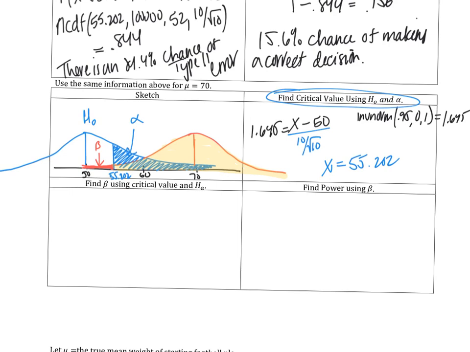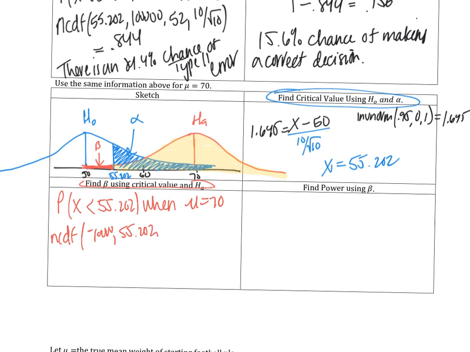All right, for this next one, remember we're only looking at the alternate curve. I want to find the probability of beta, and beta is the probability of being less than that 55.202. So the probability of an x value less than 55.202, we're using mu equaling 70 now because we're on the red curve. And we're going to use normal CDF of negative 1,000 or something big, 55.202, mean is 70, standard deviation 10 over root 10, and you should get out approximately 0.